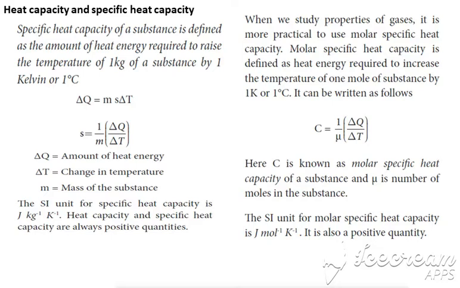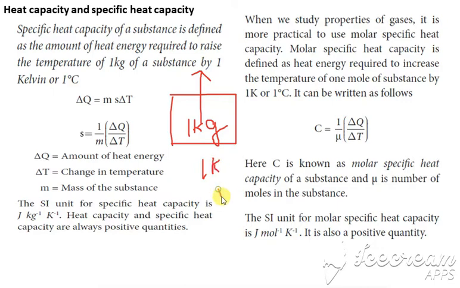Specific heat capacity of a substance is defined as the amount of heat energy required to raise the temperature of 1 kg of substance by 1 Kelvin or 1 degree Celsius. We increase the heat of a given substance, and the amount of substance is 1 kg. If we raise that 1 kg of substance by 1 Kelvin or 1 degree Celsius, that is the specific heat capacity.